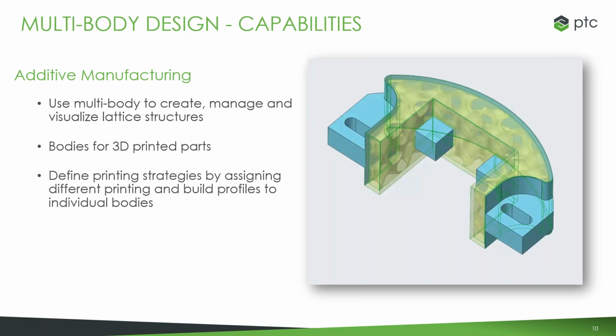You're also able to define printing strategies by different bodies. That's really the key to multi-body. You can define separate entities that can be controlled independently of each other within one part. And that extends to printing strategies. So if you need a thin wall strategy for part of your part that has thin walls, great, define that area as a body and assign a different printing profile.